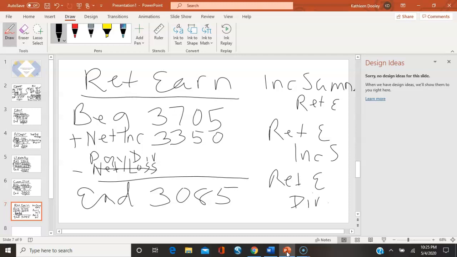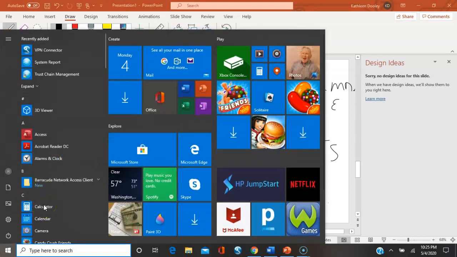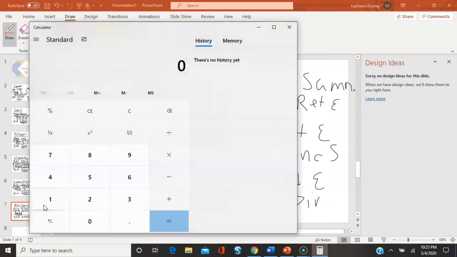Okay, so now we can figure out that if we started with 3705 and then we had net income of 3350, okay, so we have 3705 plus 3350, and we subtract out the 3085 balance, and the difference is 3970.